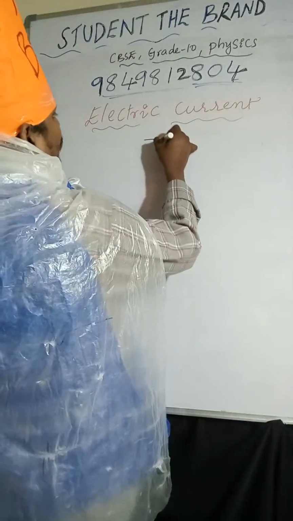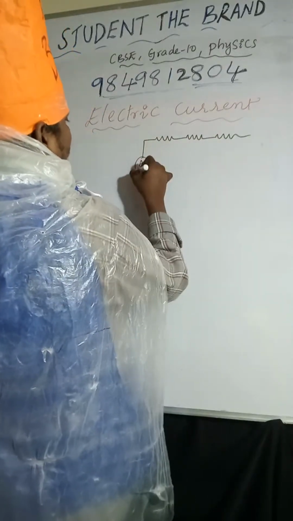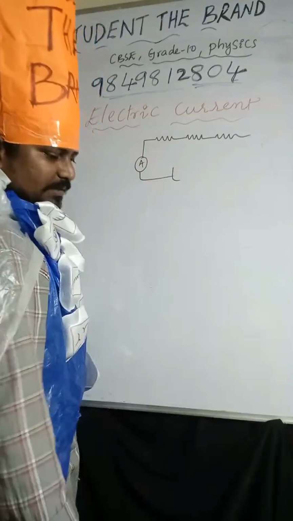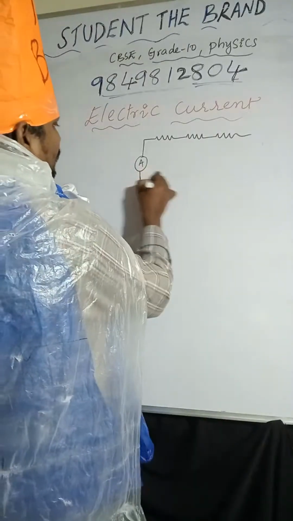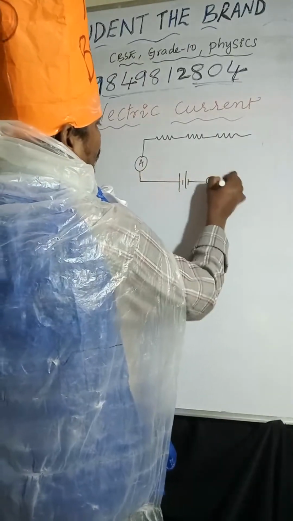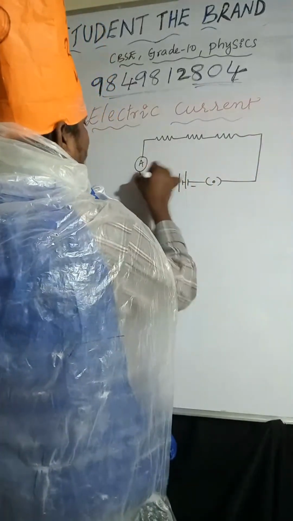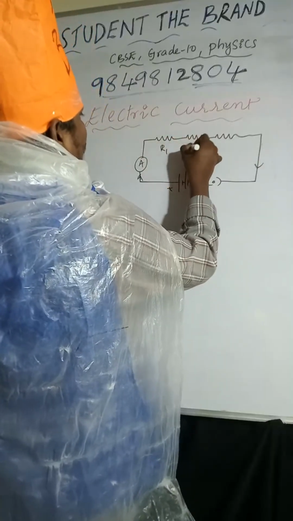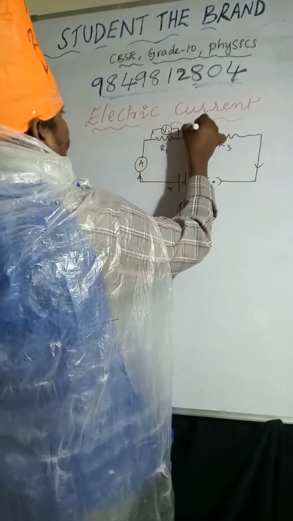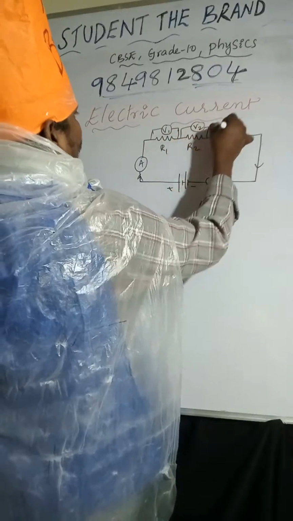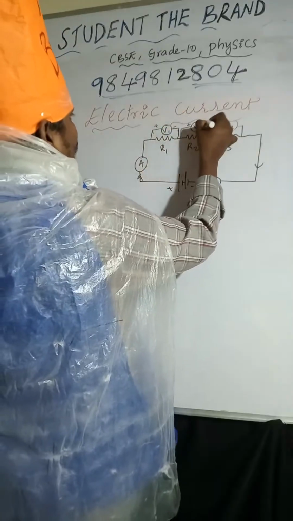I am taking 1, 2, 3, so 3 resistors. Here I am taking a solar battery like this, with positive terminal and negative terminal, and current is flowing. So this is R1, R2 and R3. So V1, V2 and V3: 3 voltmeters connected across R1, R2 and R3.